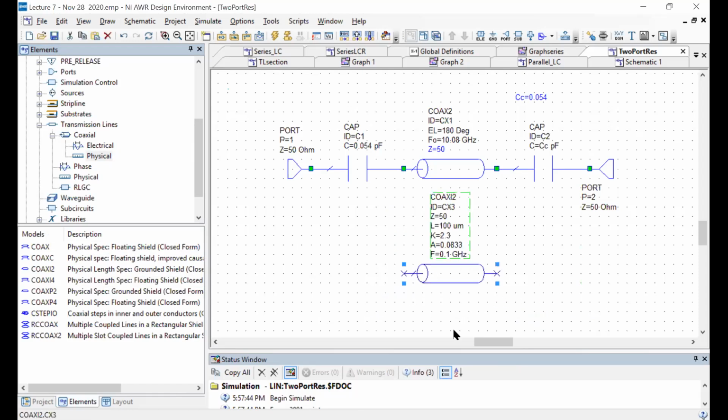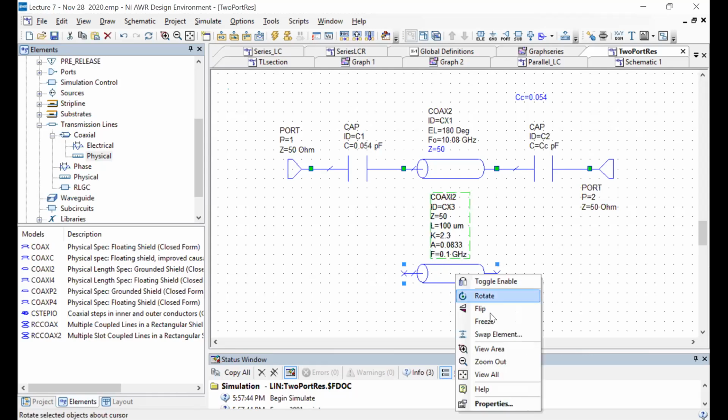Okay. So this is another way of specifying transmission line, but now in terms of physical dimensions. So the characteristic impedance is left the same. This is sort of a model where some of the extra quantities have been allowed to be parameterized. There's a length involved now. It's in micrometers. And then there are these other parameters K, A, and F.